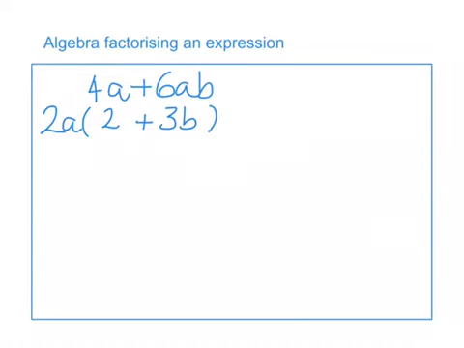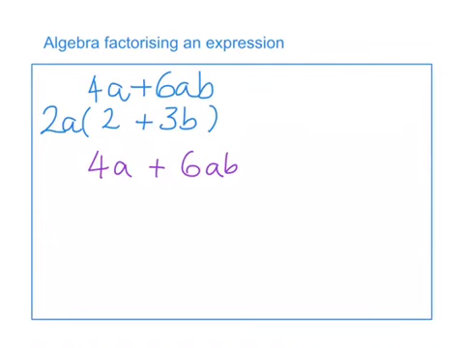So I have factorised this expression, and I'm going to just double check that everything is correct. When I do 2a multiplied by 2, that does give me the 4a, and 2a multiplied by 3b does give me 6ab. So that is my expression factorised fully.